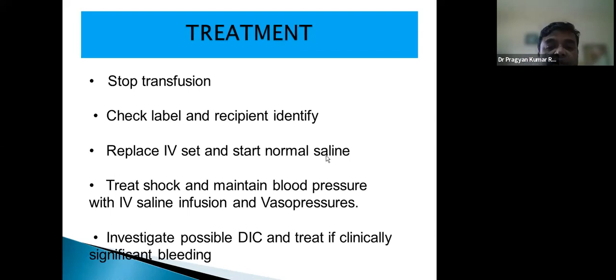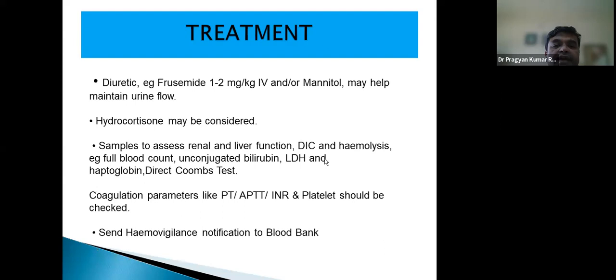So you have to treat shock immediately and maintain blood pressure by IV saline infusion. That is the answer: IV saline and vasopressors. Investigate possible DIC and treat if there is clinically significant bleeding. Diuretics, yes, can be given after giving IV fluid. If the patient develops some reaction in the lungs, we have to start diuretics, and mannitol may help to maintain urine flow.